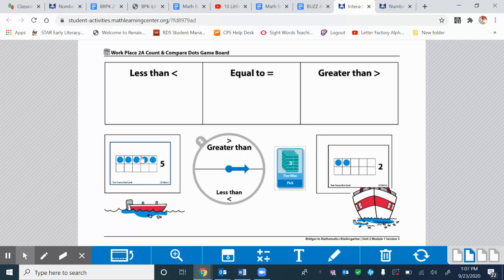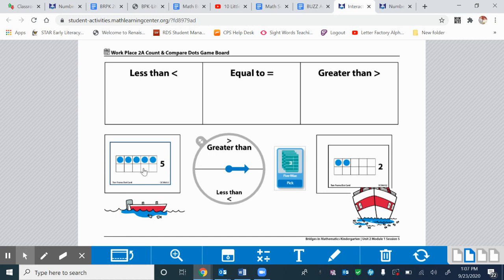So let's look at this card. What number is on this card? How many dots are there? Well, I noticed that the whole top is filled up with a 10 frame, so that means there's 5 there. Now let's look over here. I see 2 dots, and I see the number 2.